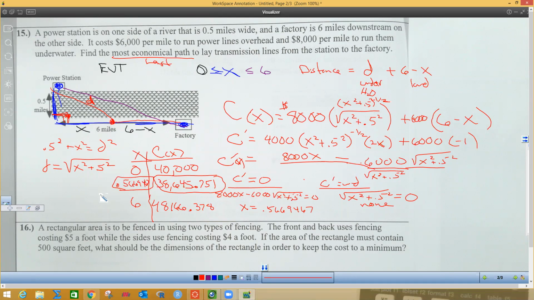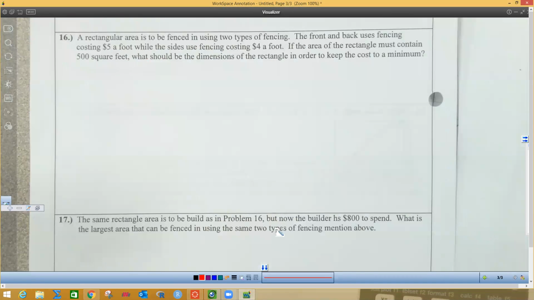The most economical path is to move that far down the river, which will cost me this amount of money. And you should write that in a sentence. Okay, so that's number 15. We're going to go on to number 16 now, because somebody wanted 17.